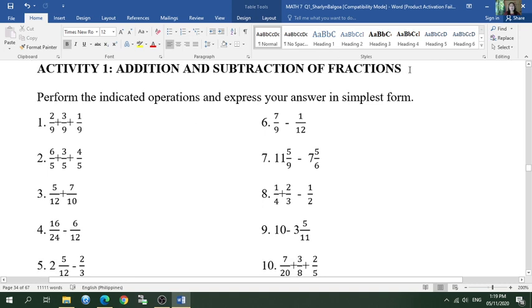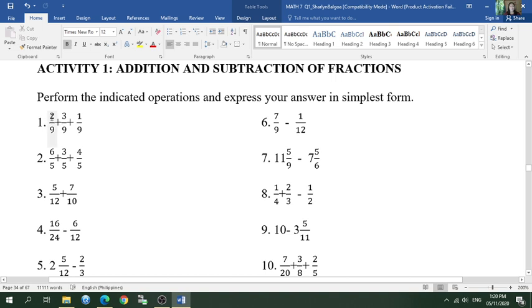Addition and subtraction of fractions. Okay, so what are you going to do? You perform the indicated operations and express your answer in simplest form. Let's say number 1. Ano ang sabi niya kapag similar fractions? You always add the numerators, then copy the denominators.